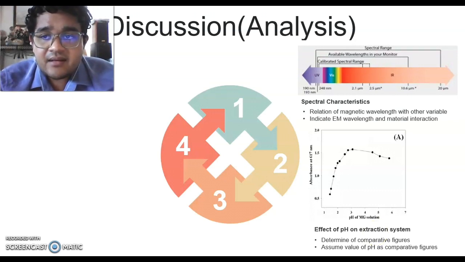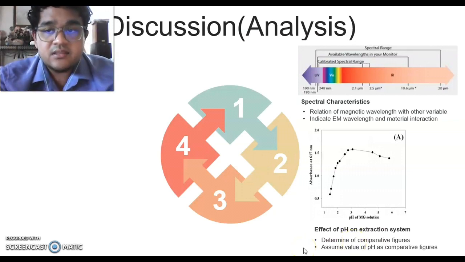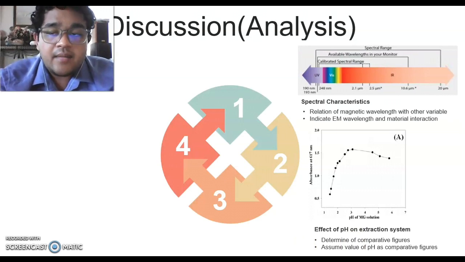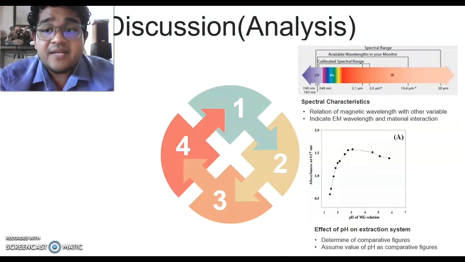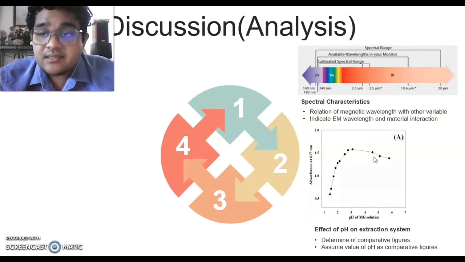So let's assume that we go to the value of comparative figure. We can assume the value of pH as the comparative figure. For example, if the pH is 8.0 of aqueous solution, the absorbance of the color complex was originated low. And in the aqueous solution of pH 9.7, the absorbance of the produced color complex was reduced drastically. So that's the second point.